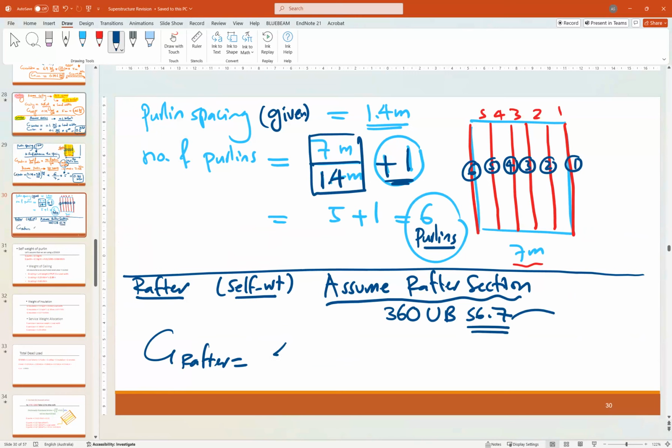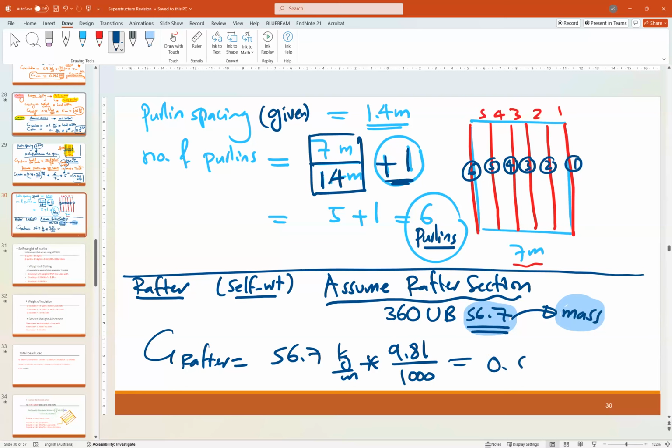This is the mass. So the mass, 56.7 kilogram per meter, needs to be multiplied by 9.81 and divided by 1000 to make it kilonewton. So this will be equal to 0.556 kilonewton per meter. Okay, so this is for the rafter weight.